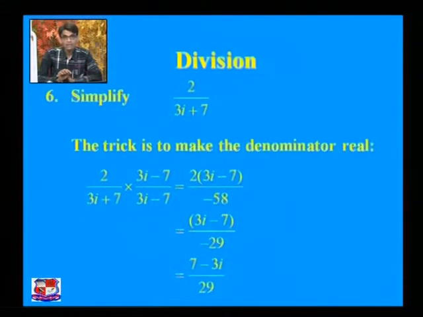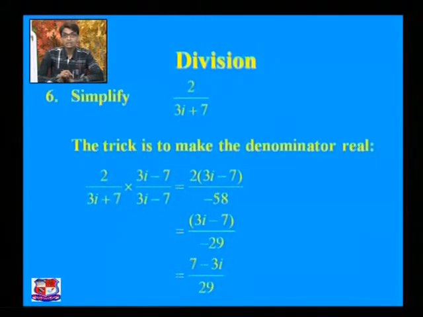3i plus 7 into 3i minus 7, its answer is 3i whole square minus 7 whole square. So 3i whole square will be minus 9. Why? Because 3 square is 9 and i square is equal to minus 1. So minus 1 into 9, that is minus 9, minus 7 square, that is equal to 49. So minus 9 minus 49, that is equal to minus 58. So in the denominator we will get minus 58.